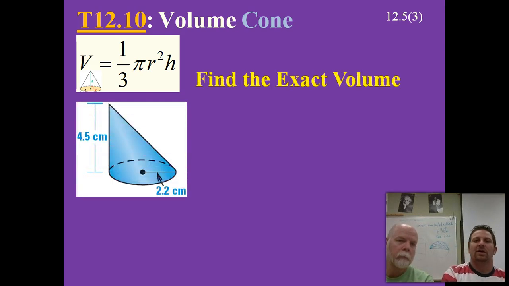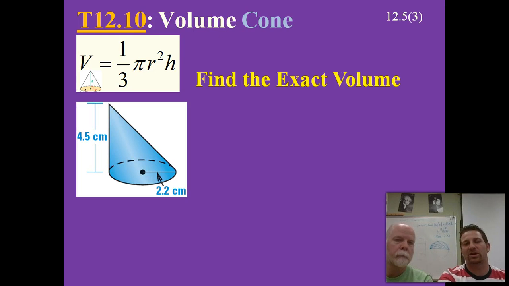If we want to find the exact volume, remember when it says exact volume, we're going to leave it in terms of pi. That makes it a little bit easier actually. So we've got the formula 1/3 pi r squared times the height. They give me the height is 4.5. I know this looks a little bit weird, but you can visualize that 4.5 is perpendicular to that base down there. That's still the height because it's the perpendicular from the tip at the top to the base at the bottom.